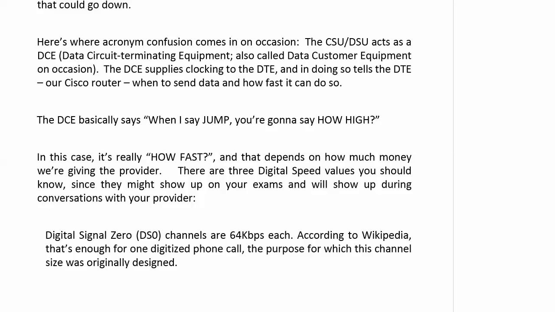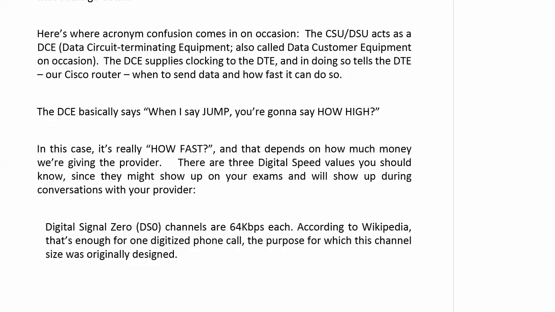There are 3 digital speed values you should know, since they might show up on your exams, and they will show up in one form or another during conversations with your provider. We have DS0 channels. Those are 64K each. Digital signal 0. Sounds kind of ominous. And according to Wikipedia, that's enough for one digitized phone call, and that's the purpose for which this channel size was originally designed.